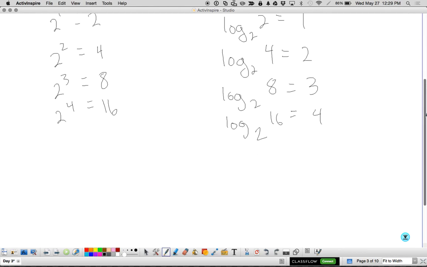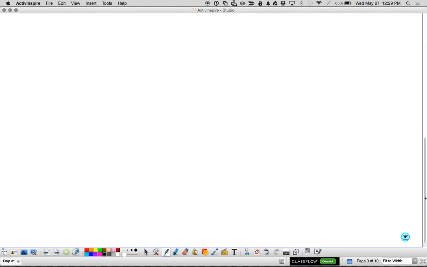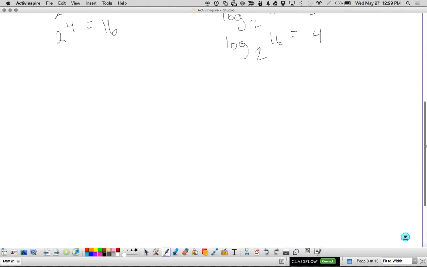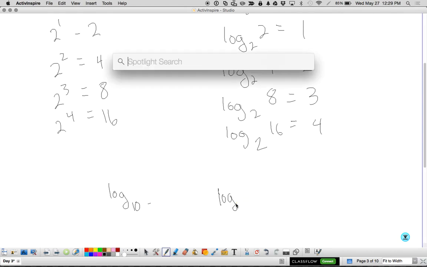Okay, so we're not going to use a lot of log base 2 because that's kind of a funny scale. But what we do is we use a lot of log base 10. And this log base 10 is sometimes called common log. And oftentimes this 10 here is just omitted. So when you find this on your calculator, it's just going to be log. Okay, so let's take a quick look at that.